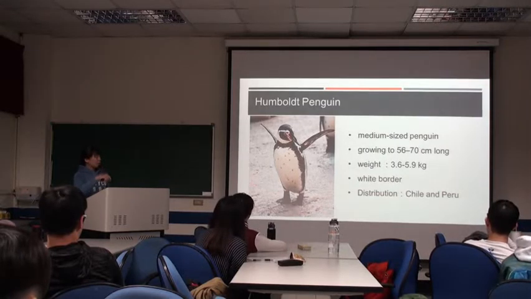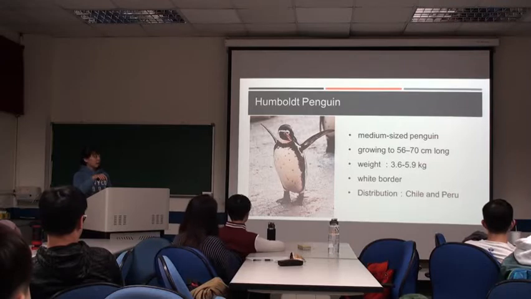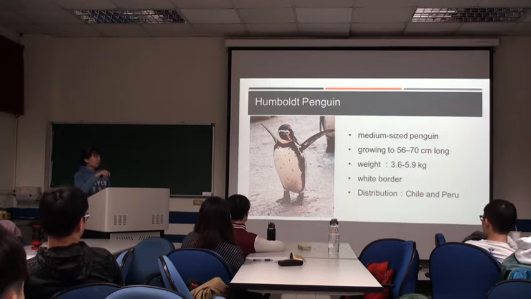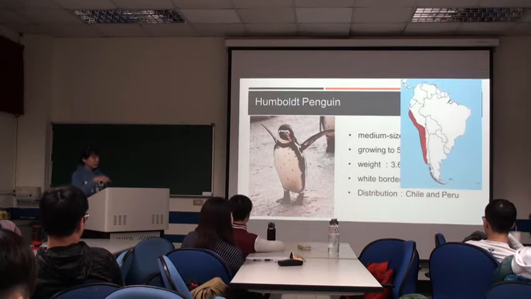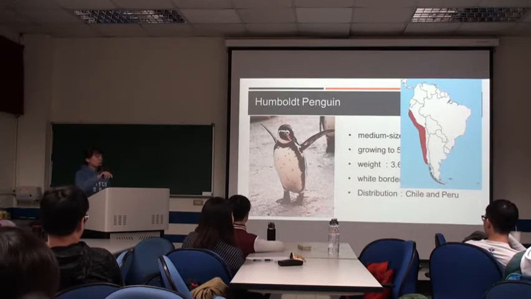This is the Humboldt Penguin. It is a medium-sized penguin, and it grows to 56 to 70 centimeters long and weighs around 3.6 to 5.9 kilograms. It has a white border around its face that makes it easier to recognize. The distribution of the Humboldt penguin is around the coast of Chile and Peru.